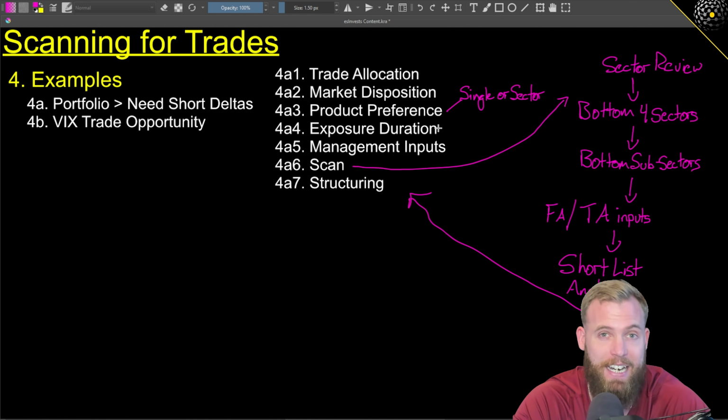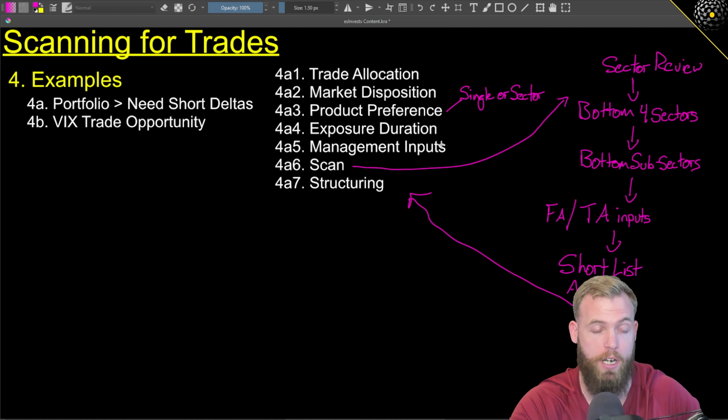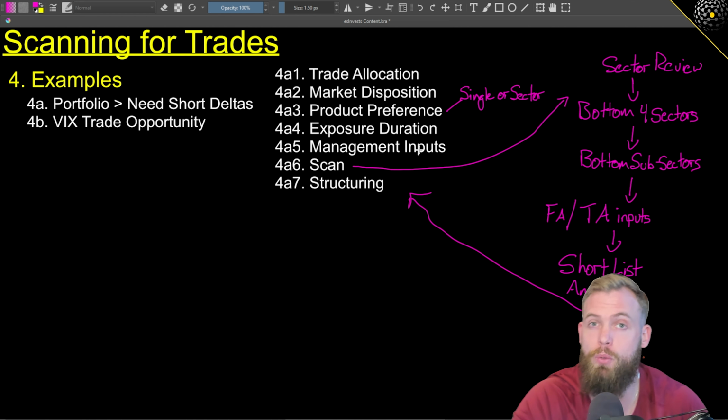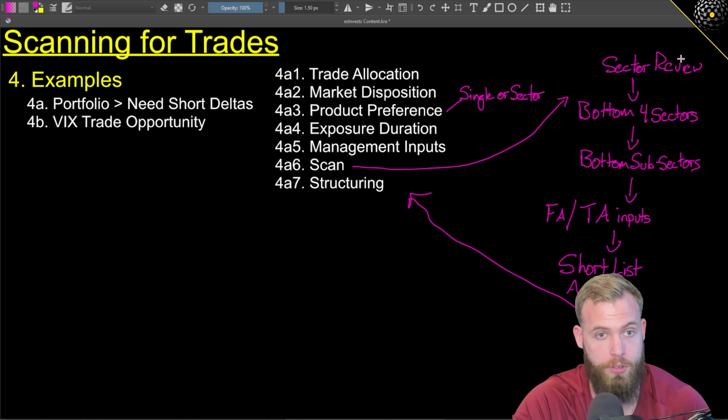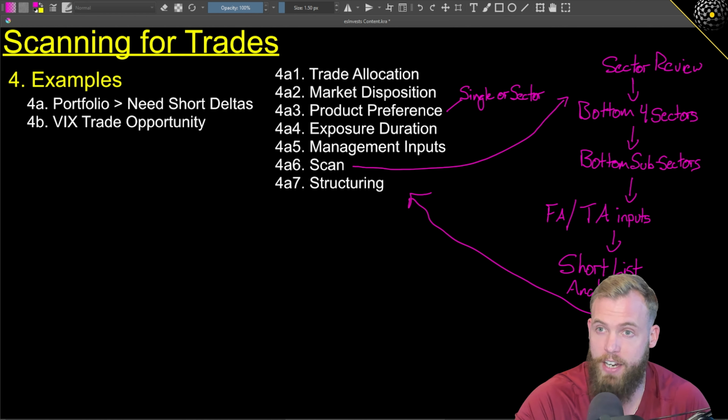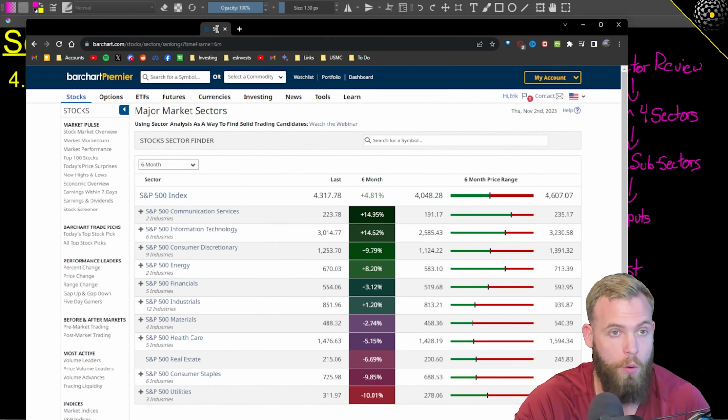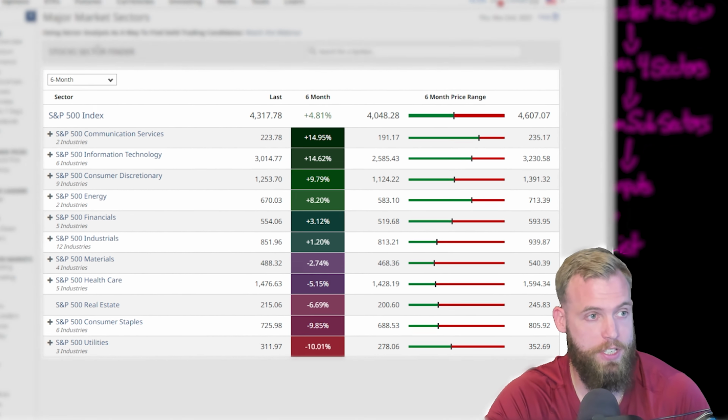Exposure duration, anything greater than 2 weeks. Management inputs, I don't care if I'm going to be managing it a lot or a little. But again, this does impact what strategy we end up selecting, what kind of products we can trade strategies in. Management inputs is how frequently can you interact with this position? Then we conduct our scan. So to scan for this need, I'm going to conduct a sector review first. So let's do that. I'm looking for short deltas.